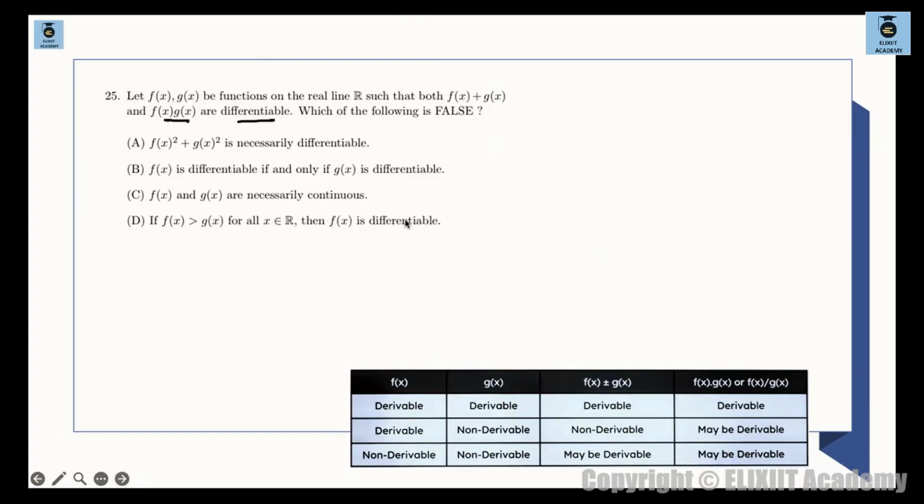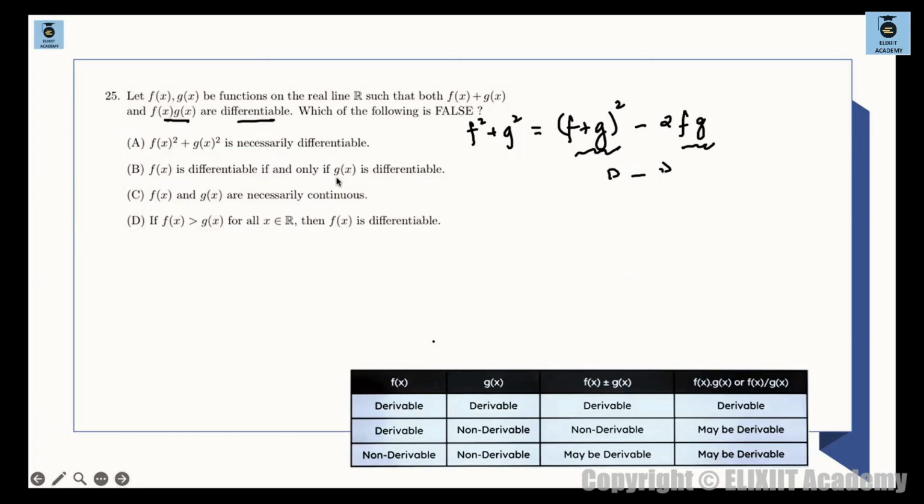This is absolutely true because f(x) square plus g(x) square, look, you can write it as (f plus g) whole square minus 2 times f into g. Product of two functions is differentiable, and this is also differentiable, the sum of two functions is given differentiable, so the entire function is differentiable. And 2 is a constant function, a constant function is always differentiable, so this is differentiable minus differentiable, so it will be differentiable. So option A is definitely correct.